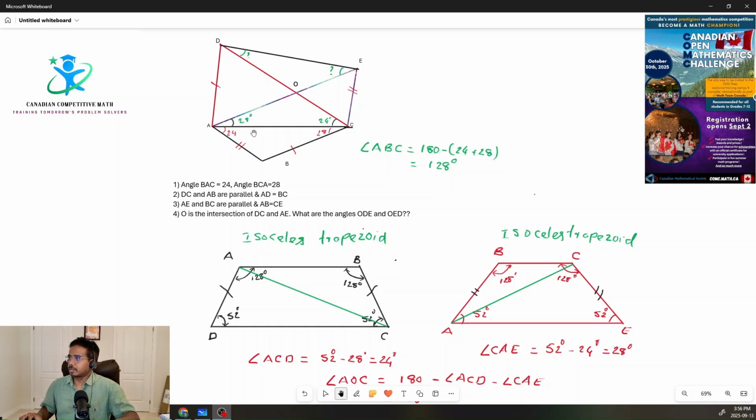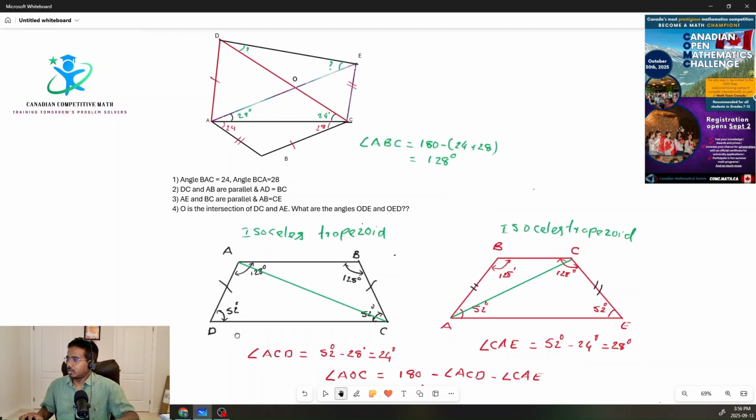For simplicity, I separated shape ABCD and shape ABCE. In shape ABCD, AB is parallel to CD and AD equal to BC. We call this shape an isosceles trapezoid. In the shape BCEA, BC is parallel to AE and AB equal to CE. This shape also we call an isosceles trapezoid.